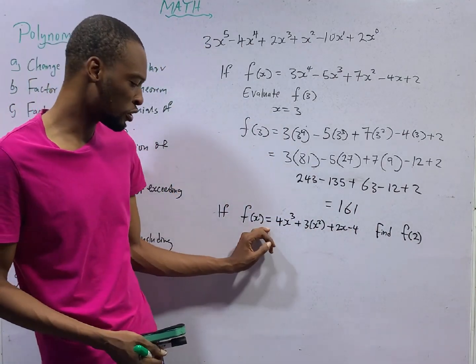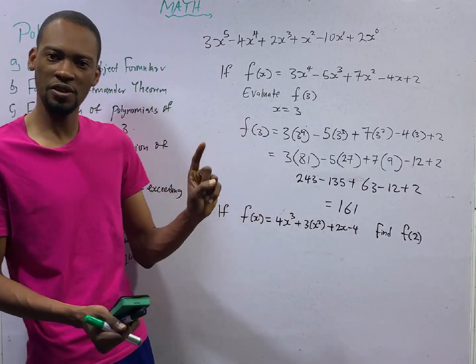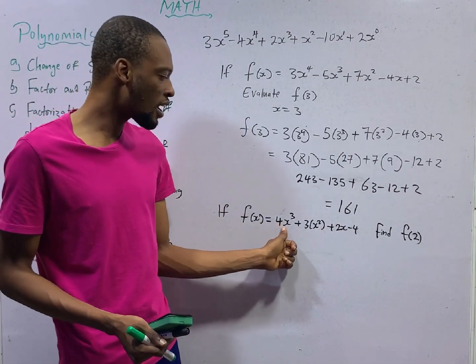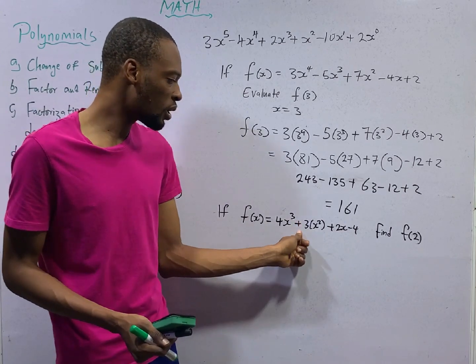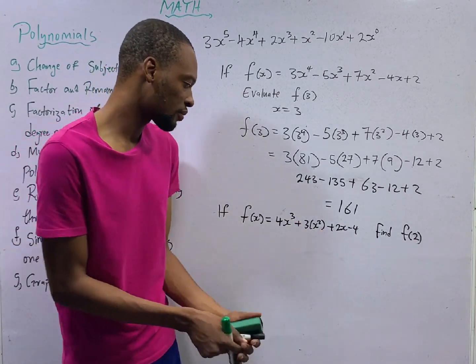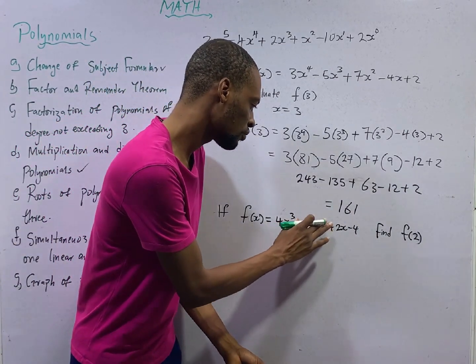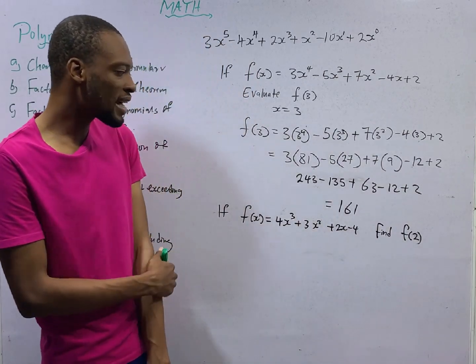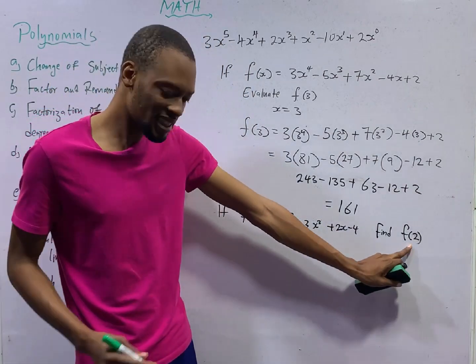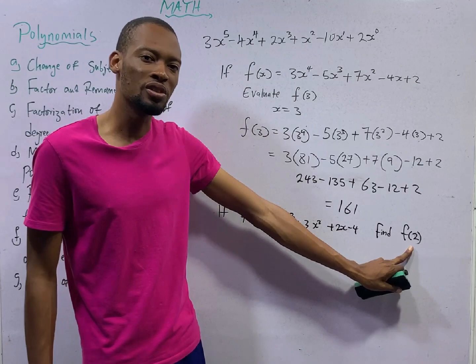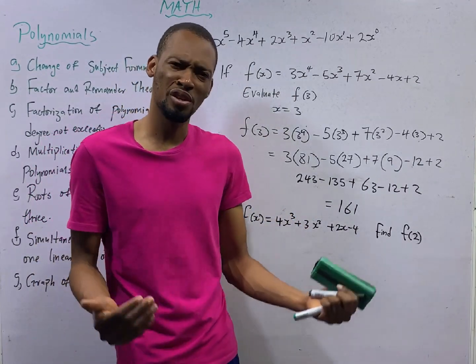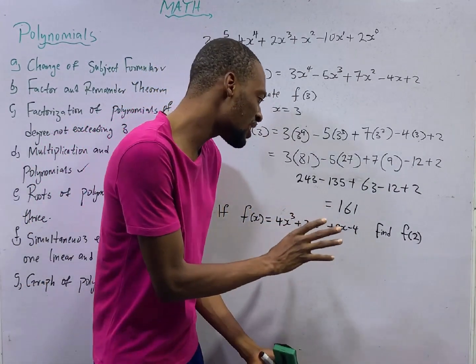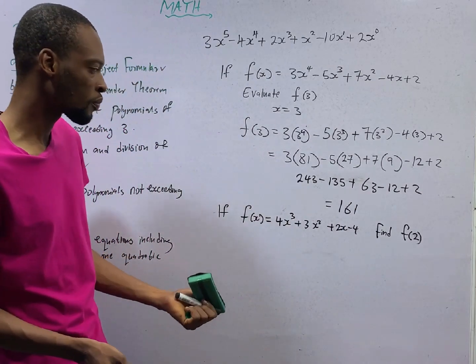Now look at this other question. It says if the function of s is 4s raised to the power of 3 plus 3s squared plus 2s minus 4, find the function of 2. This is substitution of polynomials. Anywhere we see s, we simply put 2.